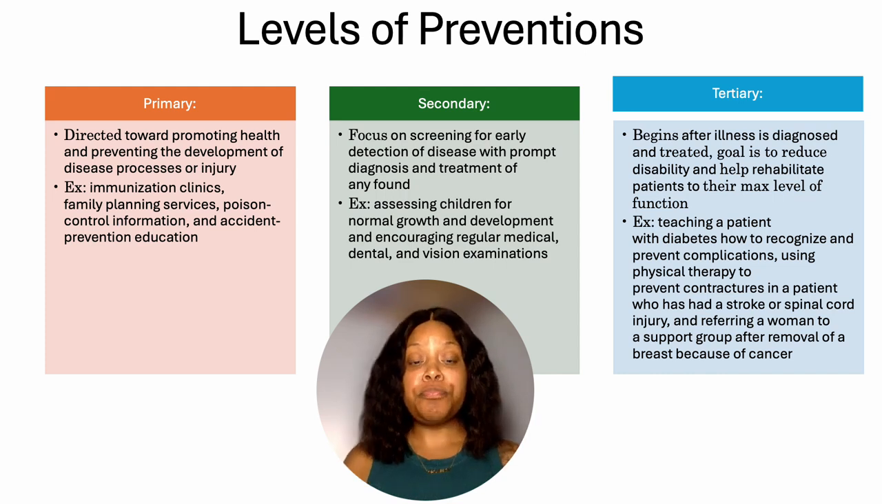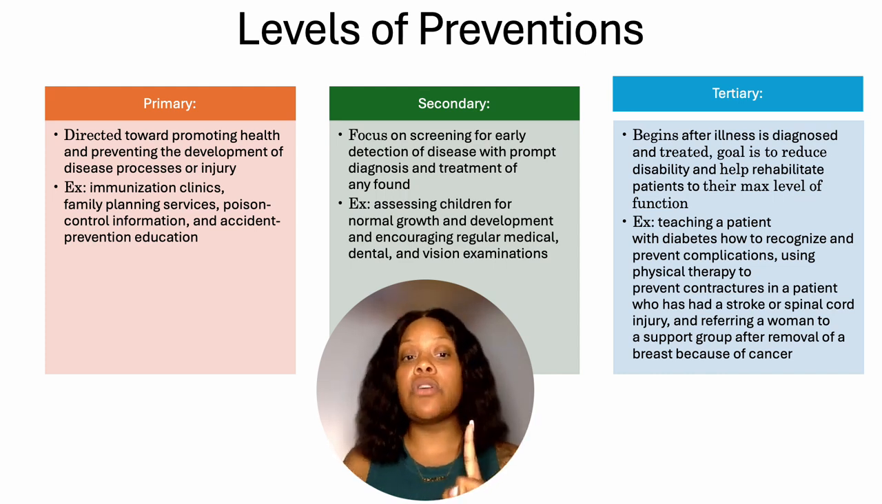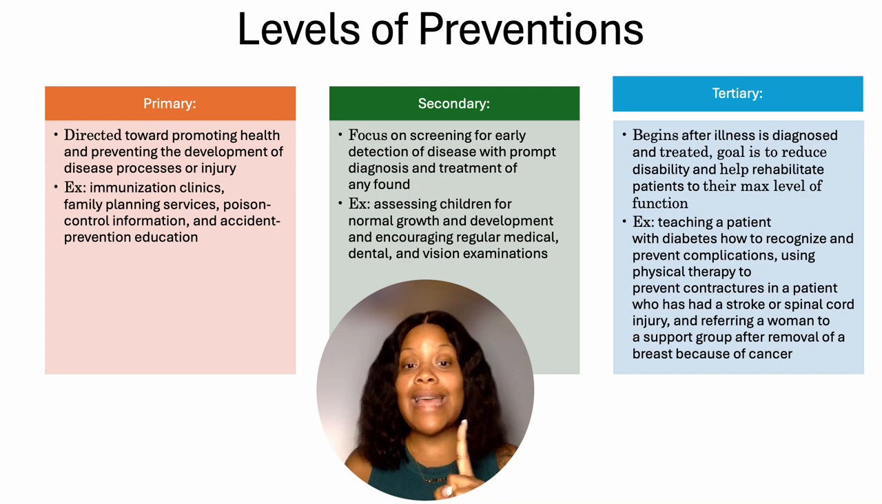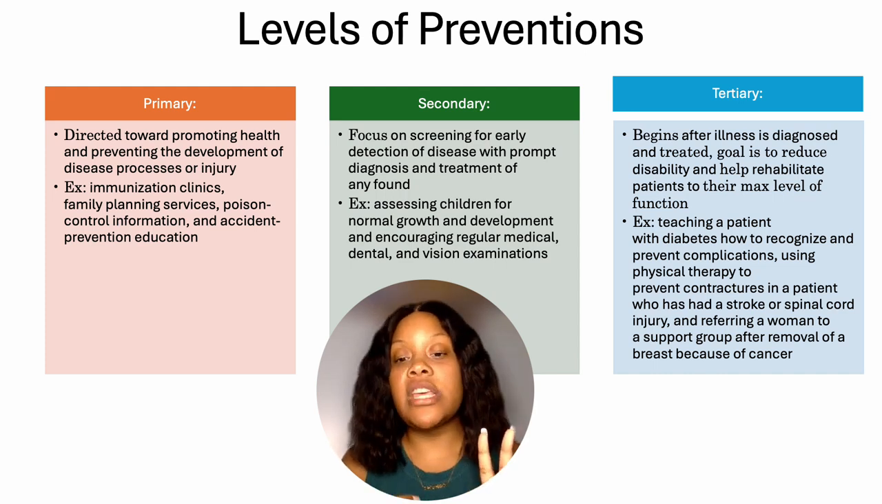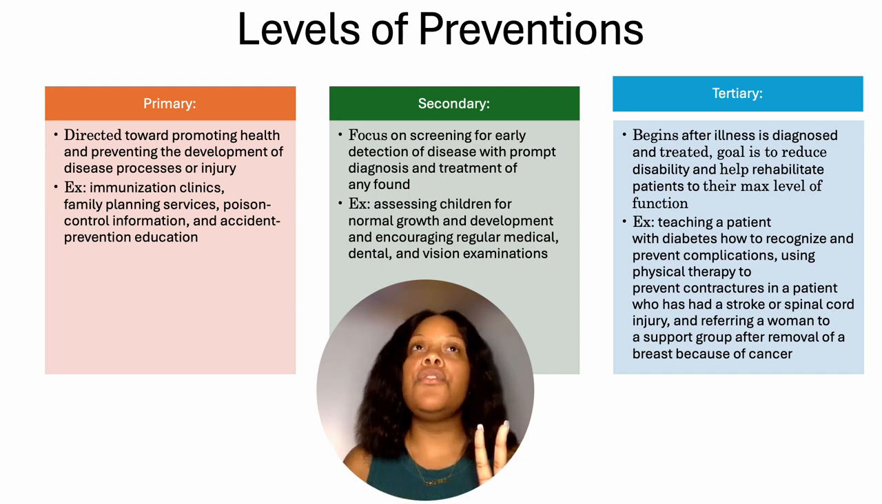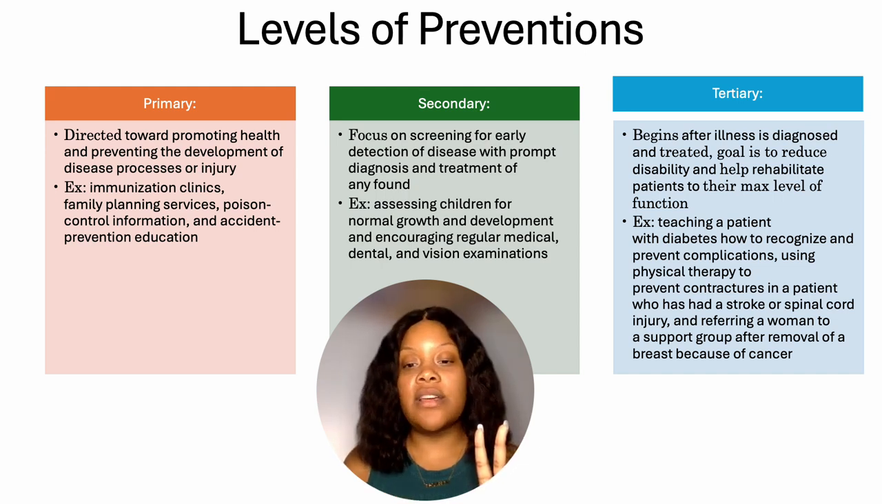So remember, with primary prevention the patient does not have the disease at all. Our focus is going to be education, and you can give vaccines for prevention. With secondary, we're about to do a focused screening for early detection of a disease. So let's say a patient then starts to complain of feeling dizzy and things like that.